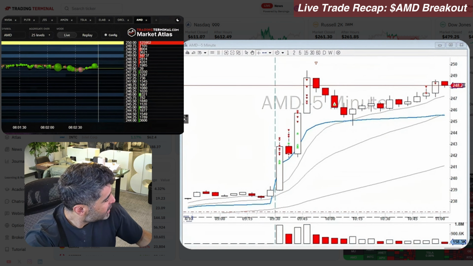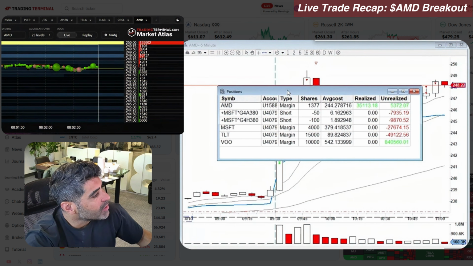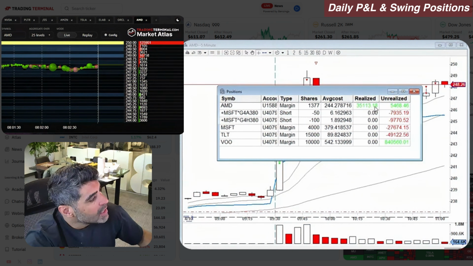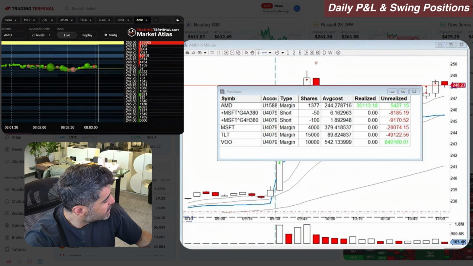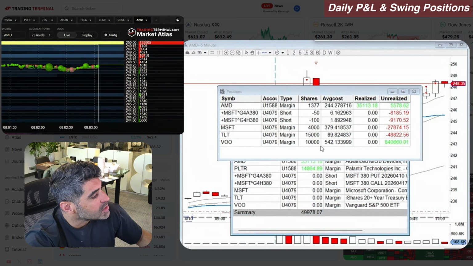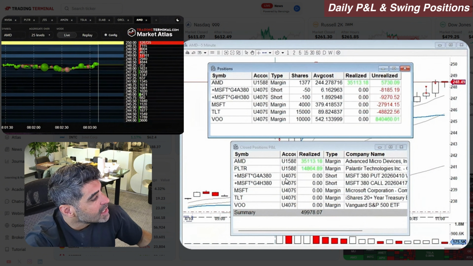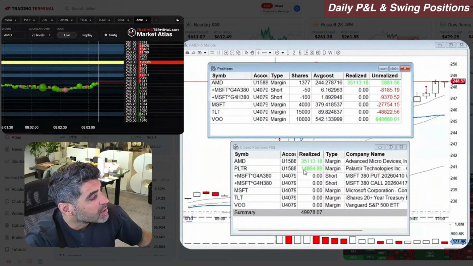In terms of positions, I don't have a lot. I have only 1,300 shares left. The average is 244. It was a big trade, two trades. As you see here, the P&L as of now is $49,000. There's one trade that we had on PLTR, which I'm going to show you as well. So overall, it was a really, really great trade.